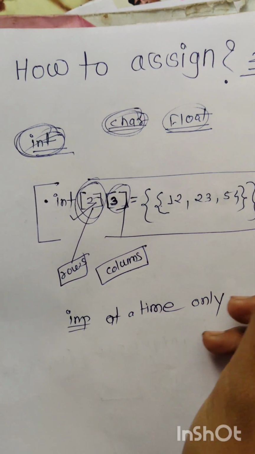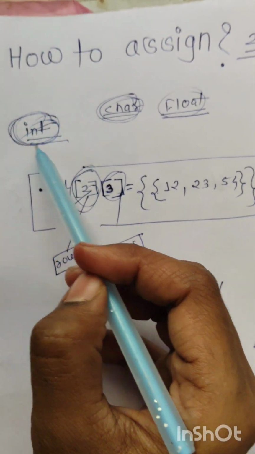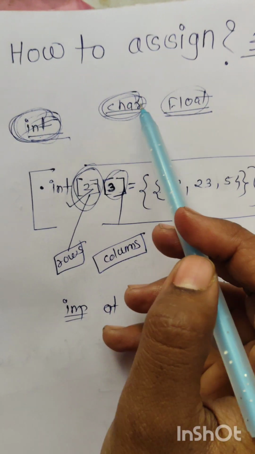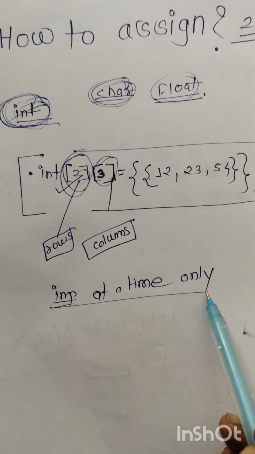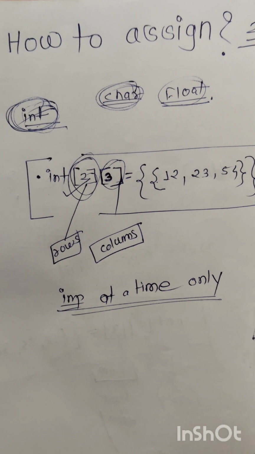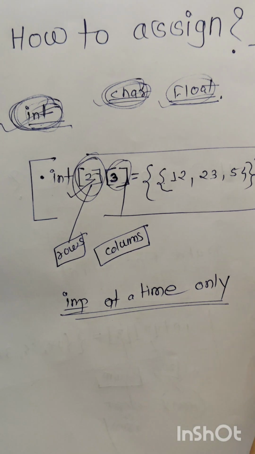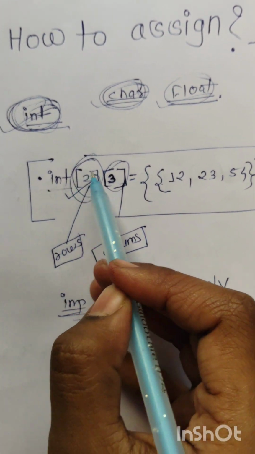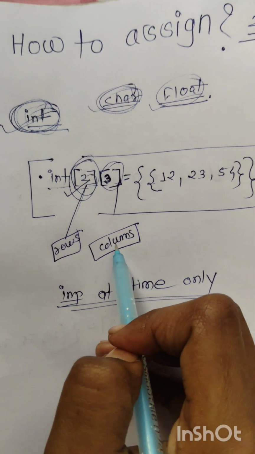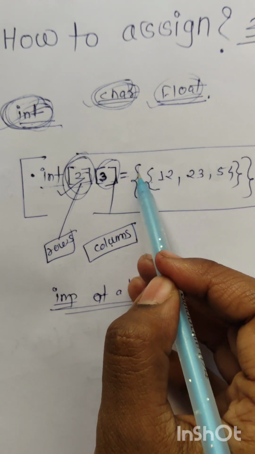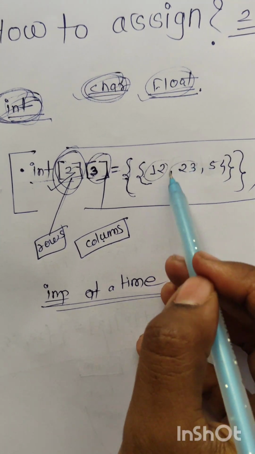How to assign 2D arrays? First of all, you have to choose the data type: integer, maybe char, maybe float, but only one can be used at a time. I use integer. The first one is rows, the second one is columns, and this is how it is assigned. First one curly bracket, then another curly bracket, and I write down the items there.